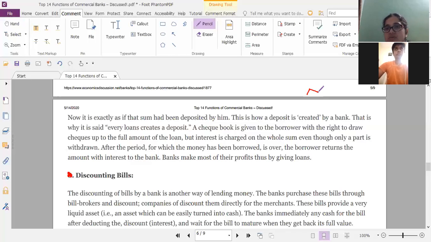What are the functions which any bank performs? Both kinds of banks perform almost similar functions. There is a little bit of variation, but private and public banks both perform almost similar ones. There are some basic functions which are common to both. We'll study them.